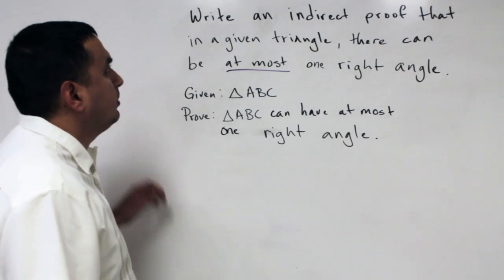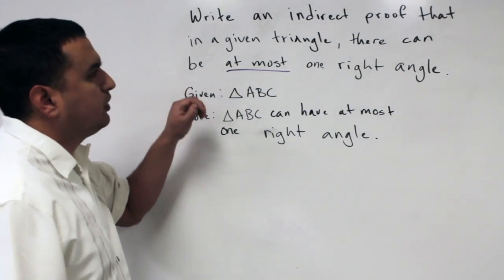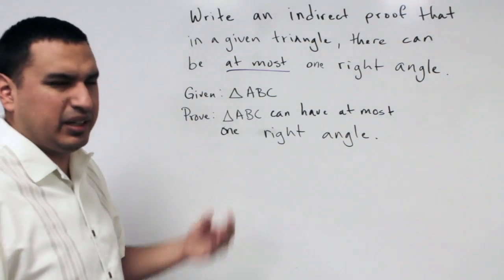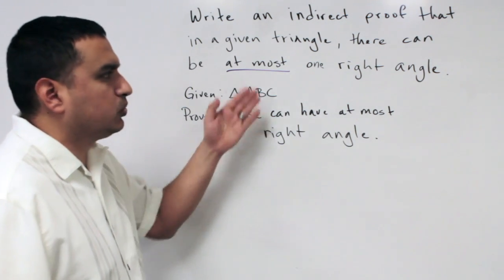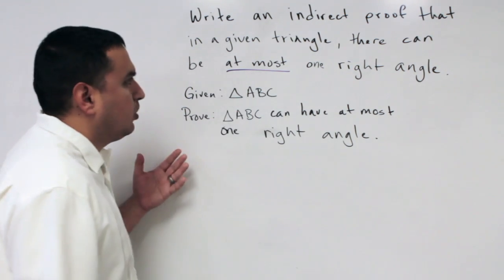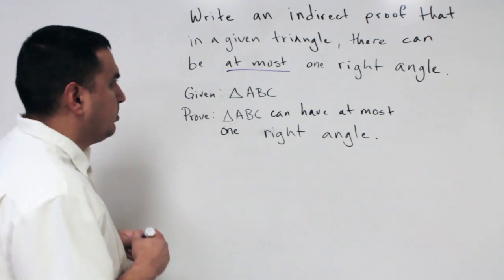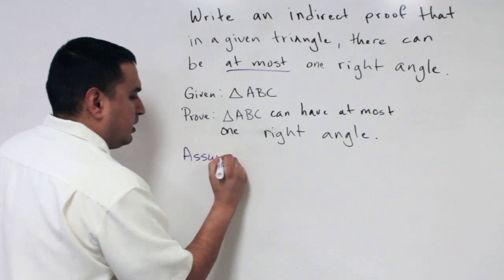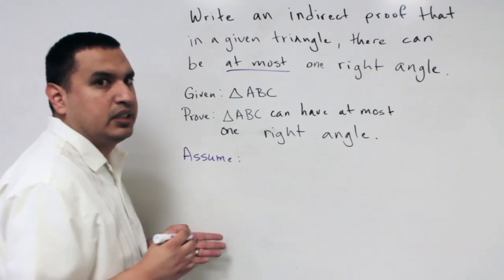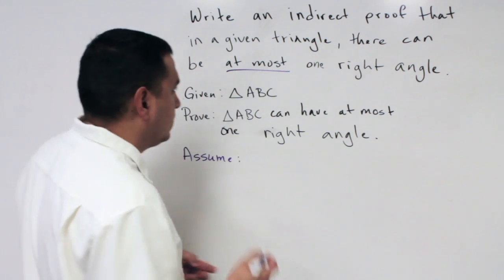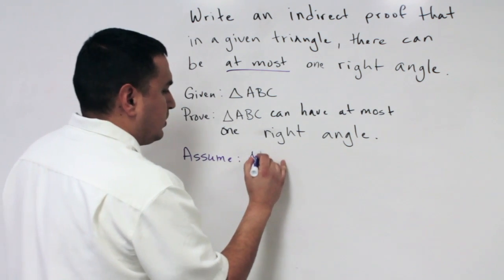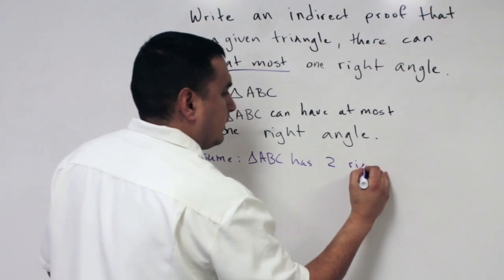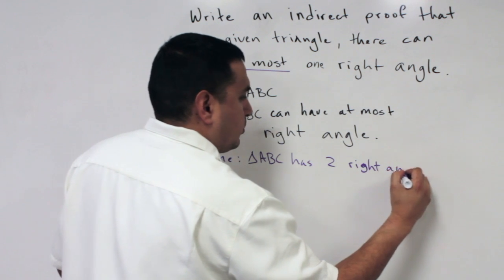Okay, let's look at this example. We're going to write an indirect proof that in a given triangle there can be at most one right angle. Now the at most means that my limit, or my maximum, is one right angle. So our assumption is going to be the opposite of that, so let me write this down. We're going to assume that it's going to have more than one right angle. So let's just say the triangle ABC has two right angles, because two would be more than one.